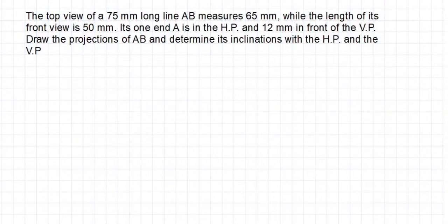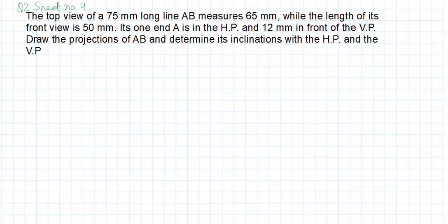So in this video we will discuss the second question of our sheet number 4. In this question, the top view of a 75 long AB line measures 65 while the length of its front view is 50. Its one end A is in the HP and 12 in front of the VP. We need to draw the projections and determine the inclinations of this line with respect to the HP and the VP.